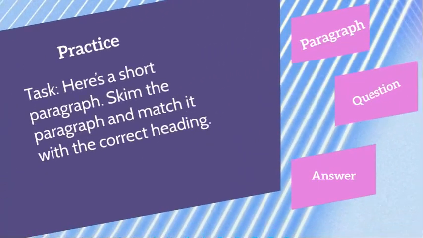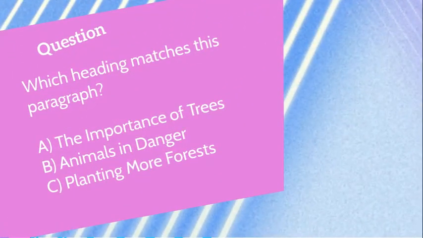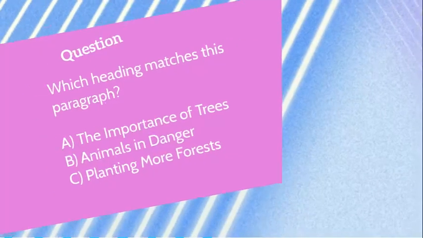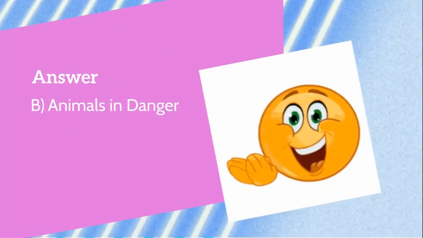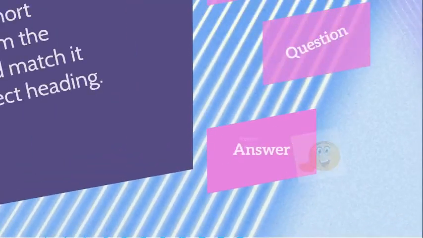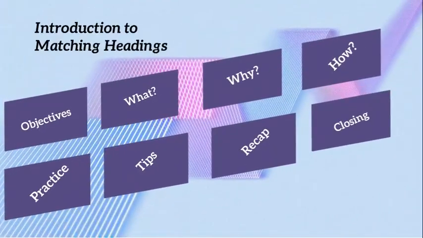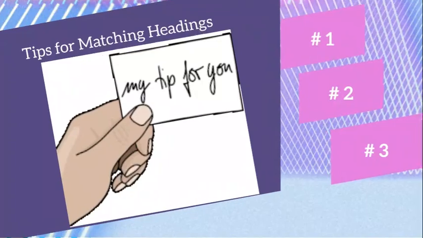Now based on this, here is a question. Which heading matches this paragraph? Is it talking about trees? Is it talking about animals in danger? Or is it talking about planting more forests? You can now be able to answer because you have skimmed through it. Okay, let's check the answer. If your answer is animals in danger, well done, it is the correct answer. Good. Now, let's move on to look at some tips.